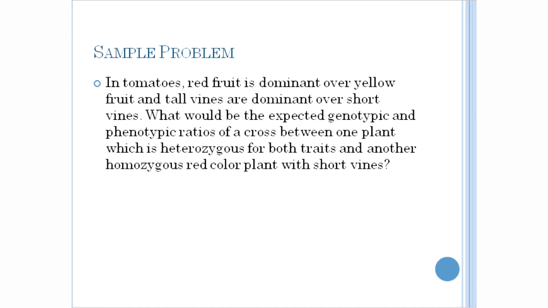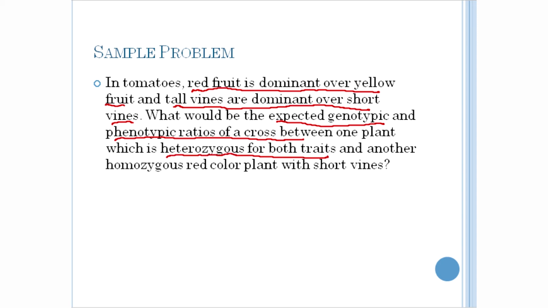Another sample problem reads as follows. In tomatoes, red fruit is dominant over yellow fruit, and tall vines are dominant over short vines. This is a dihybrid cross, and in fact for dihybrid crosses you may find the probability method a little quicker to work through. You are asked for the expected genotypic and phenotypic ratios of a cross between a plant which is heterozygous for both traits.